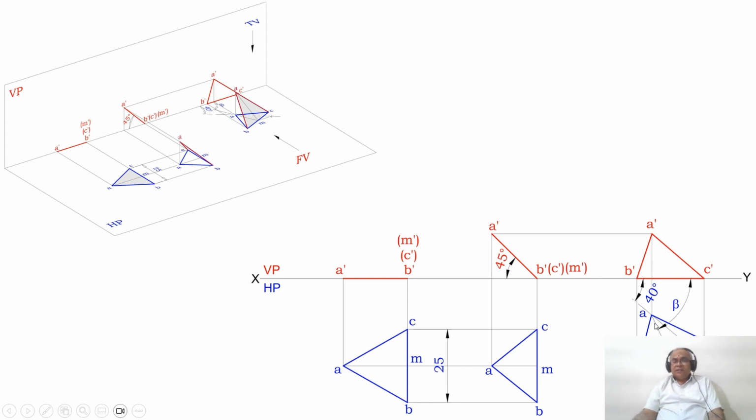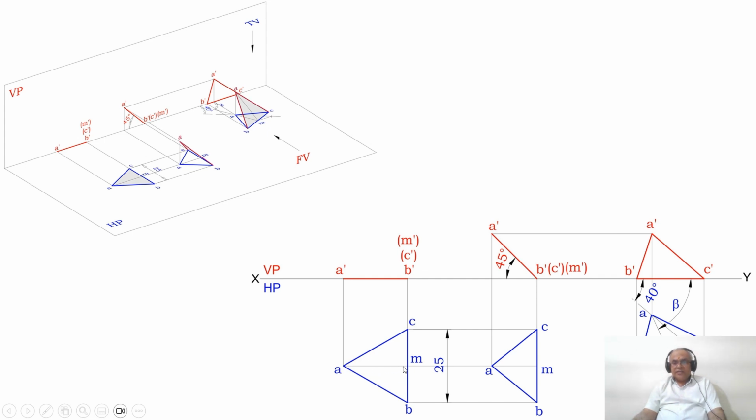As we know, this 40 degree line is the true inclination line, so we need to get the true length of the perpendicular bisector. This is the one which is the true length of the perpendicular bisector. With the same center A, measure the length of AM. What is the length of AM? It is the true length, because the 40 degree line is the true inclination line. So with A as center, taking the radius of AM of the first position top view, since it is a true inclination, this length is also the true length.